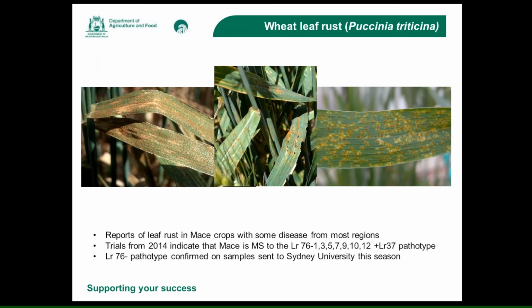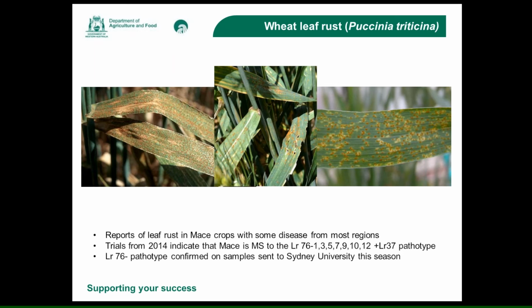Leaf rust. Leaf rust is probably the disease we see most commonly from season to season, and this year there's certainly been reports of leaf rust in maize crops from most regions. I've had calls from above Geraldton to Esperance about maize crops carrying a level of leaf rust. And we know that in 2013 we had an incursion of a new leaf rust pathotype. I'll just call it LR76 rather than going through all those numbers.